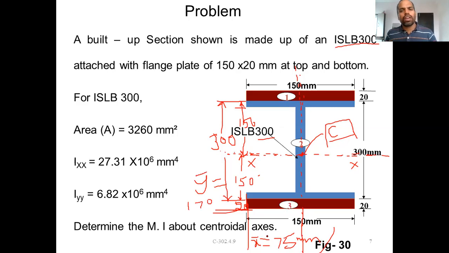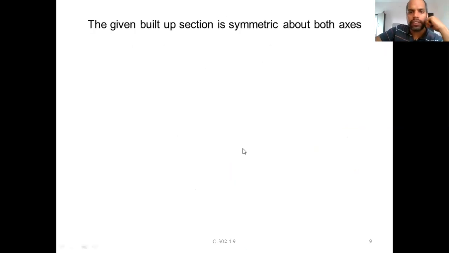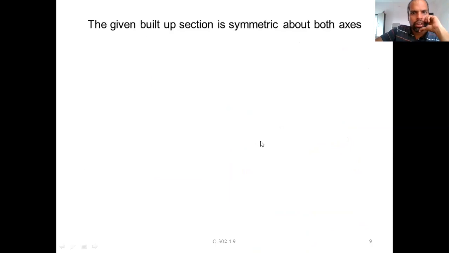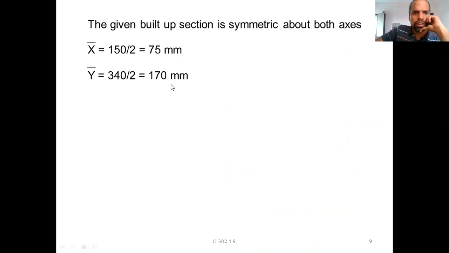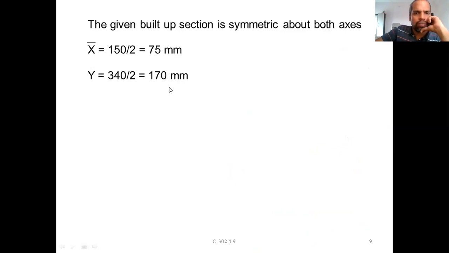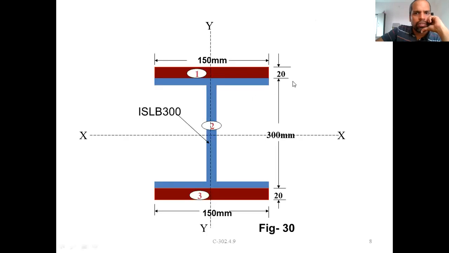Now we have to calculate the moment of inertia. Let us go to the next slide. The given built-up section is symmetric about both axes, so x bar is equal to 75 and y bar is equal to 170, as we have discussed. Now that x bar and y bar are done, let us go to the moment of inertia directly.